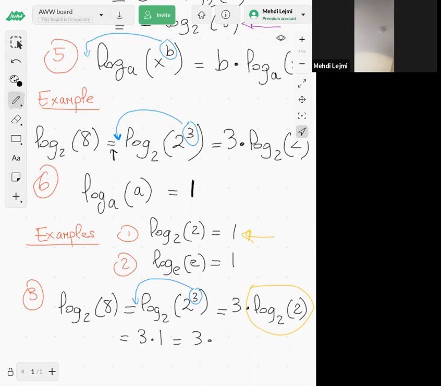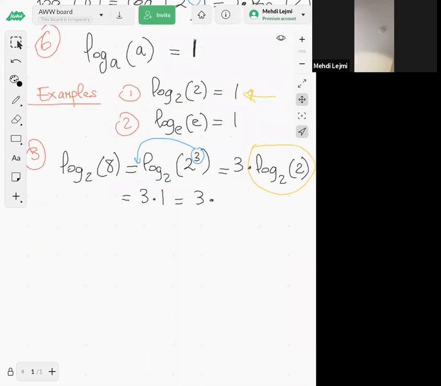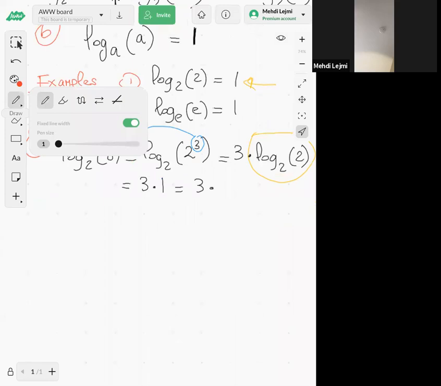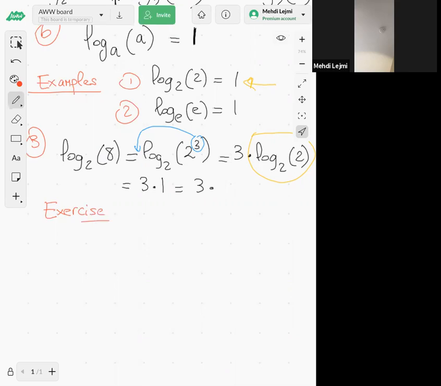All right. So we can use all these properties to solve, if you have a log or exponential equation, you can try to use all these properties to solve your equation. So here's an exercise, guys. Try to simplify the following logs, when it's possible.